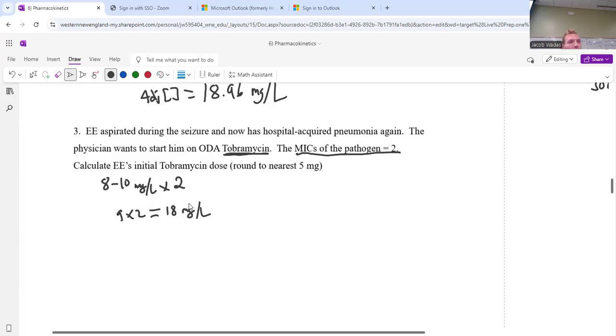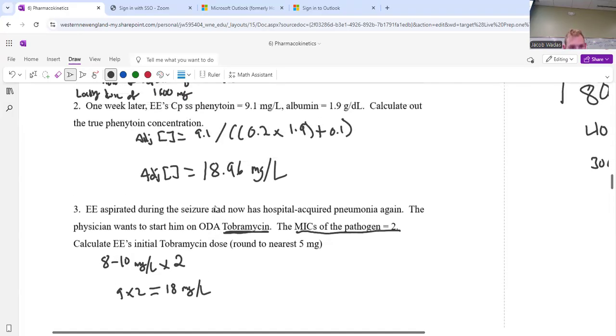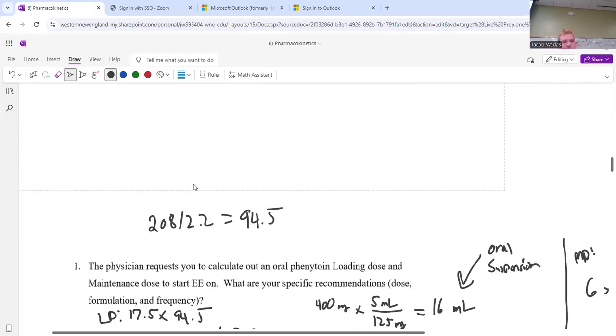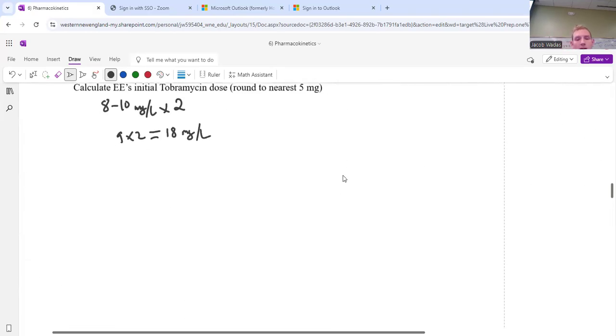This is the target peak. Okay, since this is the patient's first dose, we're going to use the population dosing. So we have to find the elimination rate. In order to do that, we have to do the creatinine clearance for the patient. The patient is 6'3", so we have to find their ideal body weight. They're a male, so IBW equals 50 plus 2.3 times 15.